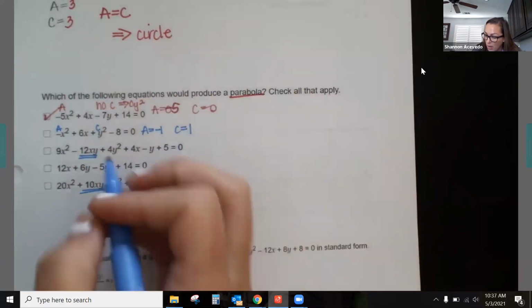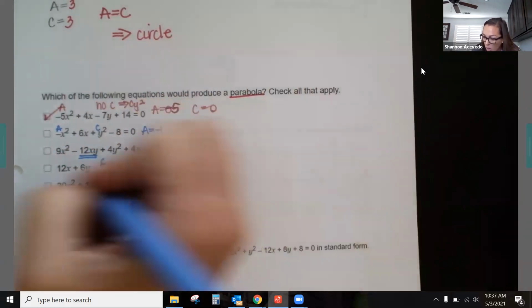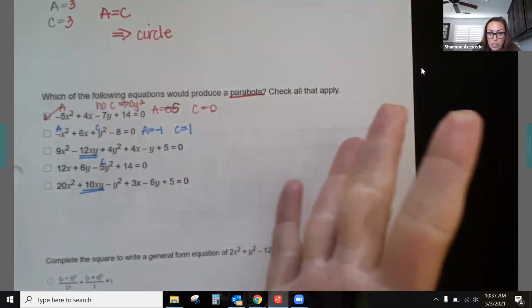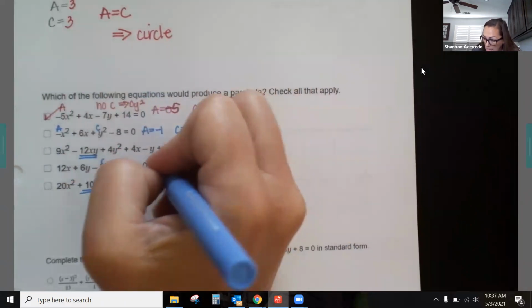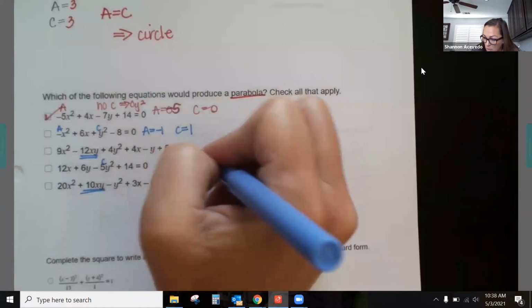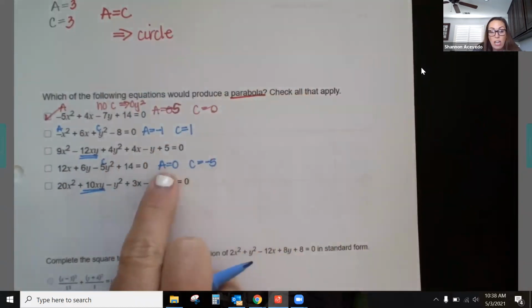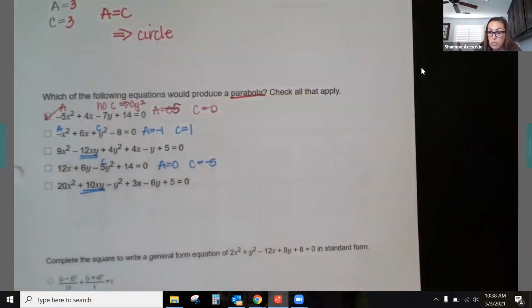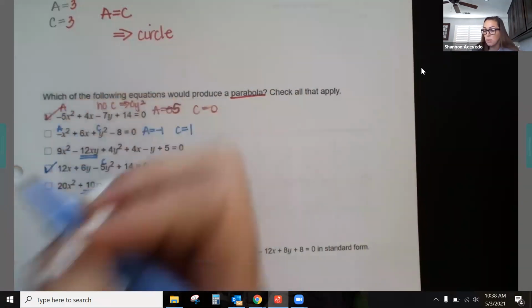So here, this is my C value. I'm looking for my A. There's no X squared term, so my A is equal to 0 because there's no X squared term. My C is equal to -5. So I have A equal to 0, one of them is equal to 0, then it's a parabola.